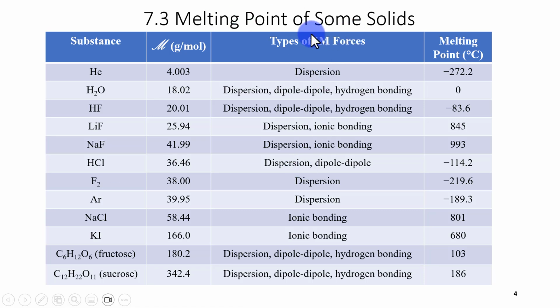Here's the melting point of some solids. There's the solids that are listed. This is their molecular mass, so how much they weigh per mole, grams per mole. These are the types of intermolecular forces that you find in these molecules. And you can see how different their melting points are, how much they vary, depending on what type of intermolecular forces and how large their mass is.